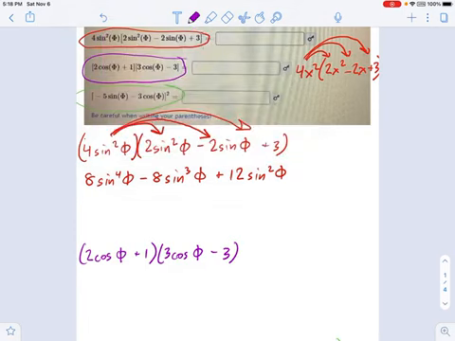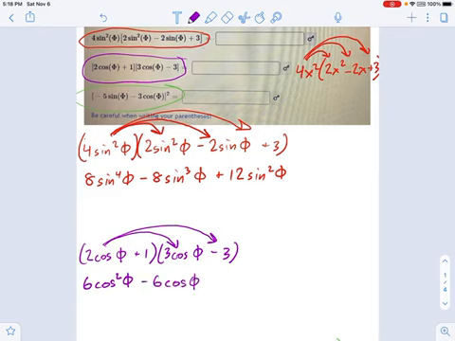Foiling works the same way. We're going to do the first terms. So this becomes 6 cosine squared phi. And then I do the outer terms right here. That's going to be, let's see, 2 times negative 3 is negative 6 cosine phi. And then we do the inner terms. Okay, these guys right here. That's going to be 1 times 3 cosine, so that's plus 3 cosine phi.